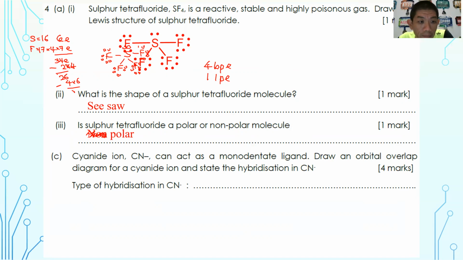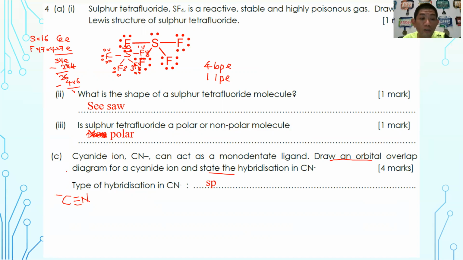Okay, part B. Cyanide ion CN- can act as a monodentate ligand. Draw an overlap orbital diagram of the cyanide and state the hybridization. So the hybridization that takes place in CN- is sp hybridization. So how are you going to draw the cyanide ion? You have to imagine what happens in the carbon ground state and excited state. First of all, you need to know what the Lewis structure of CN- looks like. CN- is C triple bond N, but the negative charge belongs to the carbon.